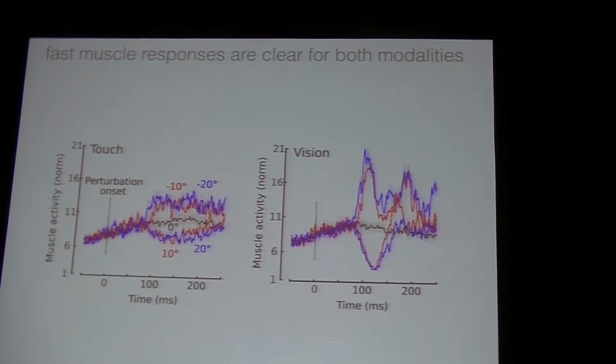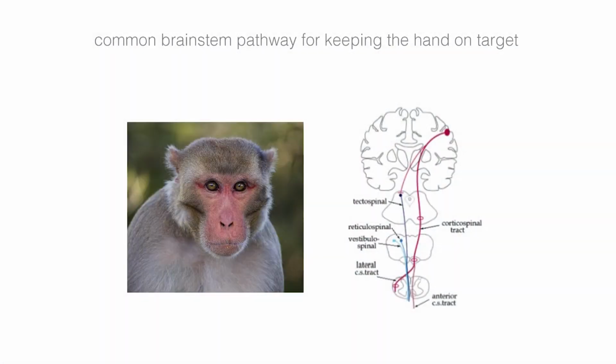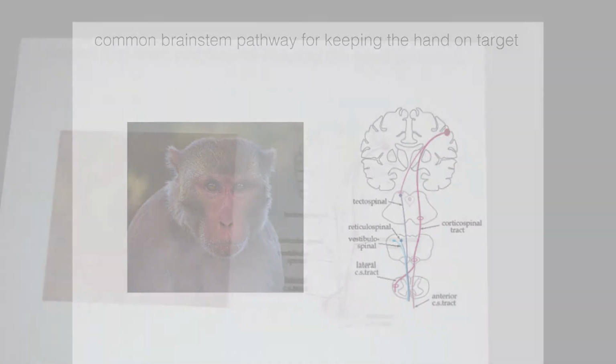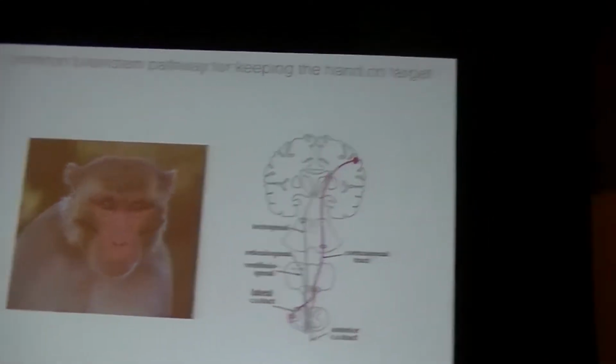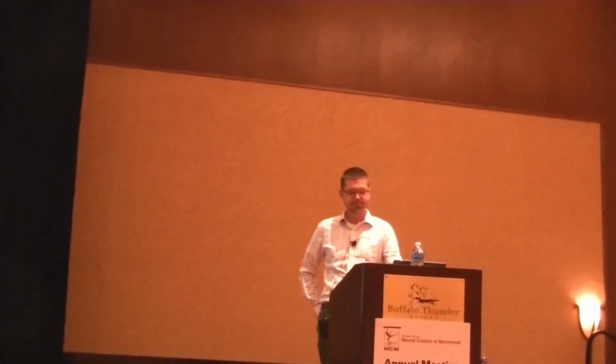There are more details in the paper showing the similarity between the visual and tactile systems. Where this is going in the lab currently is into my monkey lab, to try to discover whether there is, working under the hypothesis that there's, a common brainstem pathway for keeping the hand on target, specifically tectospinal projections that might govern these fast corrective actions, both for the visual modality and the tactile one. And there are a lot of interesting questions about how they interact and work together in real-world behaviors where often you have both of these things at the same time.